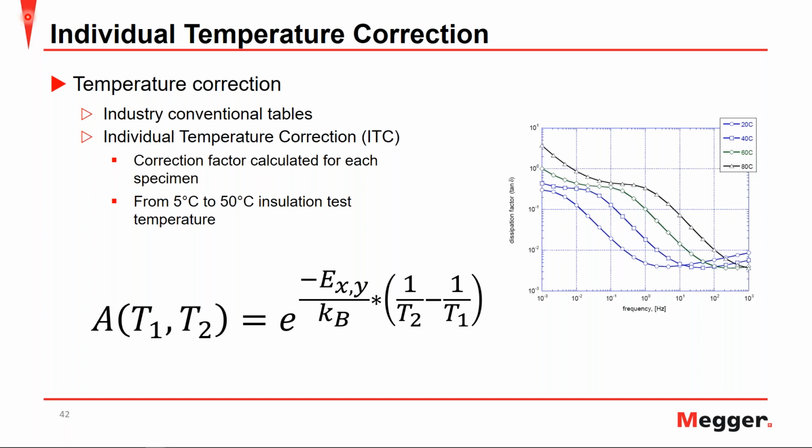This allows for the individual temperature correction of the specific specimen, because you've run the narrowband dielectric frequency response on that particular transformer, creating the individual temperature correction for that transformer based on its health and condition, which allows for accurate temperature compensation or correction anywhere between 5 degrees C and 50 degrees C on the insulation test temperature.